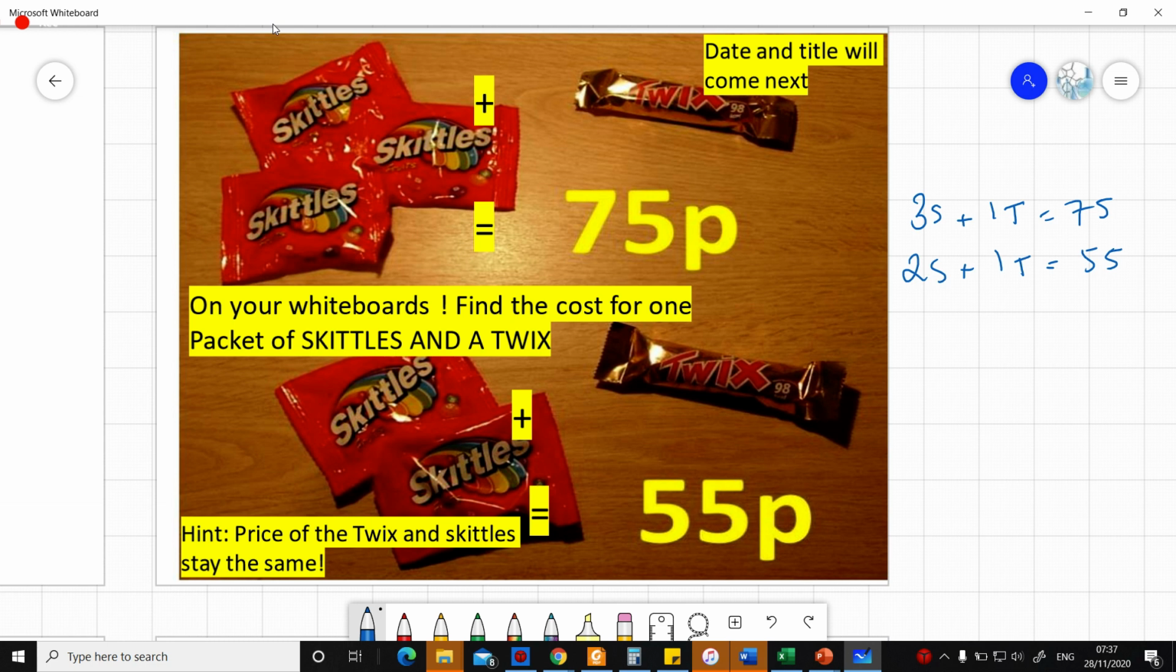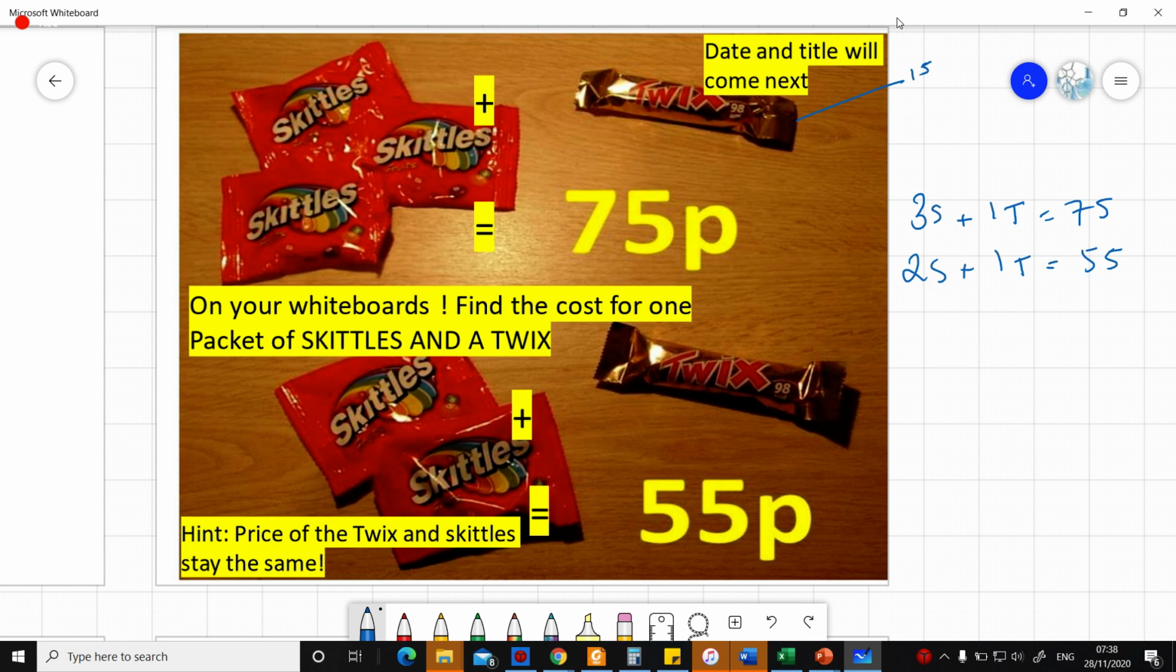So here we can just use common sense actually. If you look at the question, 3 Skittles is something times 3, the same number times 3, add the Twix equals 75. And the same number times 2, add the Twix equals 55. Now you just gotta take your time. So here we can say straight away that a Twix costs 15p.